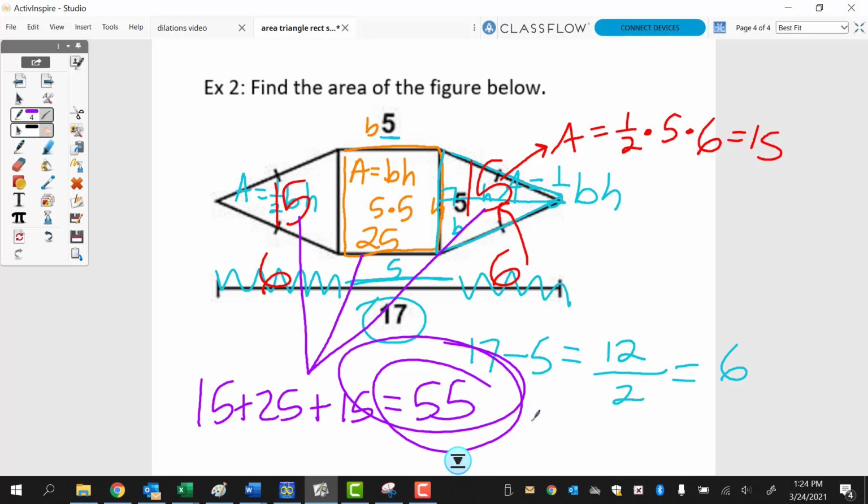The key point, make sure you're breaking it up into rectangles and triangles. Do not break it up into other weird looking shapes. Use the correct formulas. At this point, you can go ahead and get started on the formative.